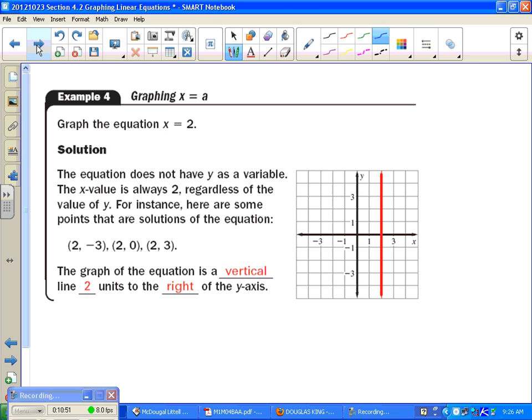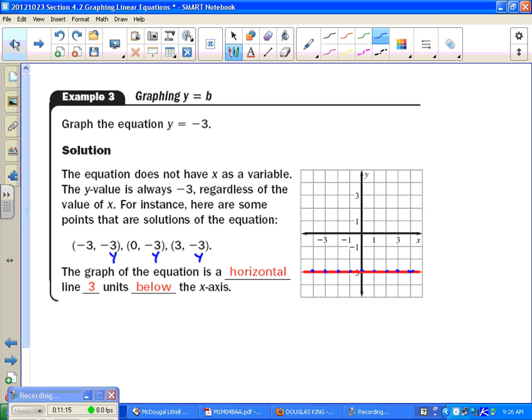And then the last one, where x's value is constant. Notice your x value is 2 for all of them. The x value is 2. No matter what your y value happens to be, your x value is always 2 on each of those. So it's 2 units to the right of the y-axis. It'll always be vertical. So where x is constant, it's vertical. Where y is constant, it is horizontal.